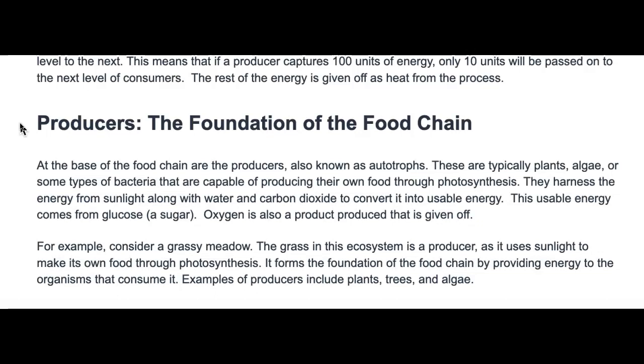For example, consider a grassy meadow. The grass in this ecosystem is a producer, as it uses sunlight to make its own food through photosynthesis. It forms the foundation of the food chain by providing energy to the organisms that consume it. Examples of producers include plants, trees, and algae.